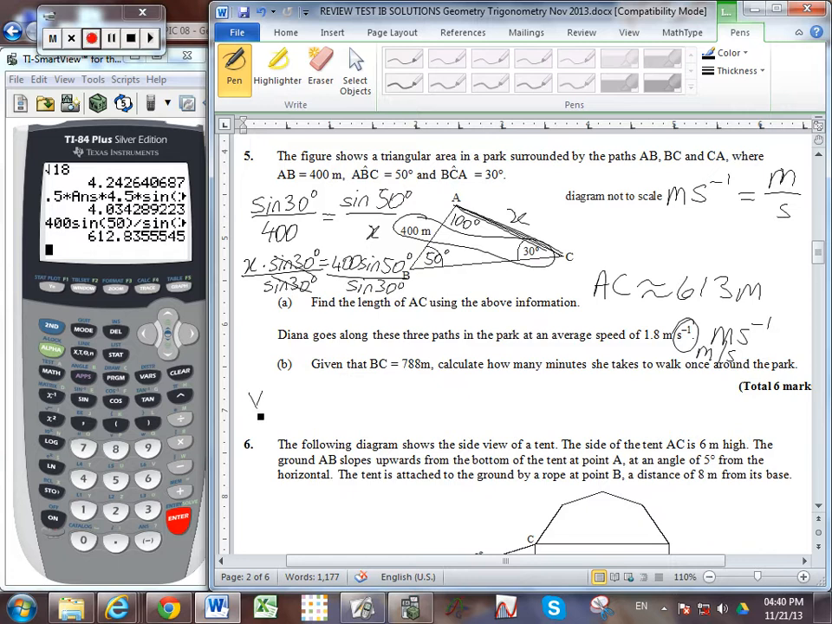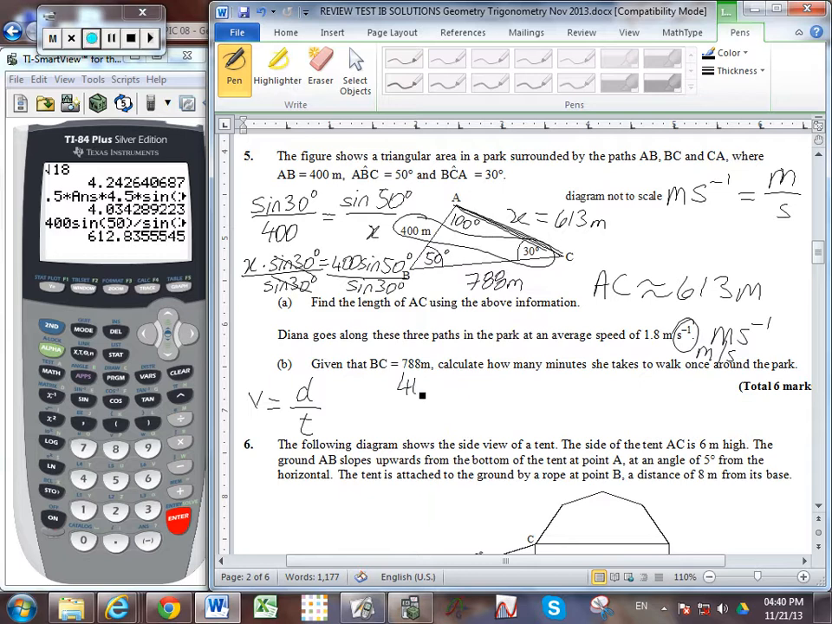Now, you can see what's happening, right? They're going to create a velocity equals distance over time problem, where we've currently got our distance and our velocity. I bet you they're going to ask for our time. Let's have a look. Given that BC is 788 meters, all right, thanks for the free information. That one's 788, and we already found that this one was approximately 613 meters. How many minutes does it take for her to walk once around the park?